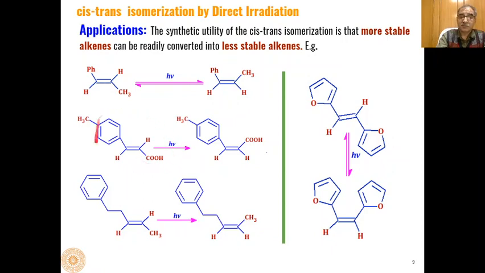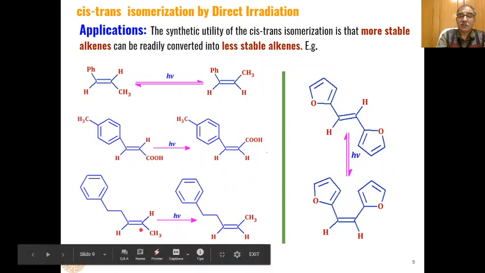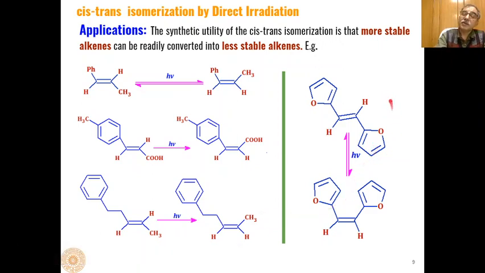Similarly, cinnamic acids or substituted cinnamic acids can be converted from trans configurations into cis configurations. Then these types of substituted alkenes can be converted from trans to cis isomer. Similarly, alkenes containing heterocyclic rings can also be converted from trans to cis through these cis-trans isomerization reactions by direct irradiation of UV light.